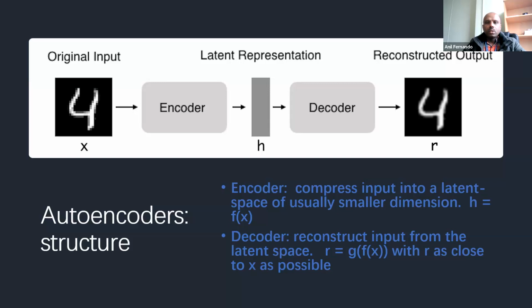The decoder does the opposite operation. It tries to reconstruct the output image from the latent vector H. Therefore, R is the decoded output. R is a function g of f(x), with R close to X as much as possible in this encoding and decoding process.